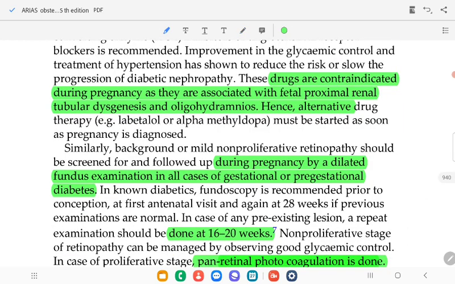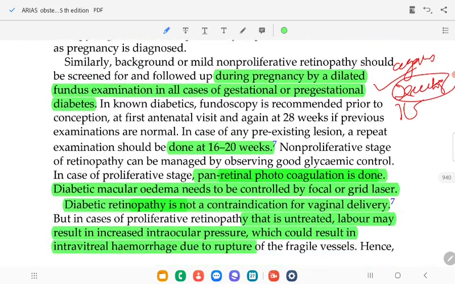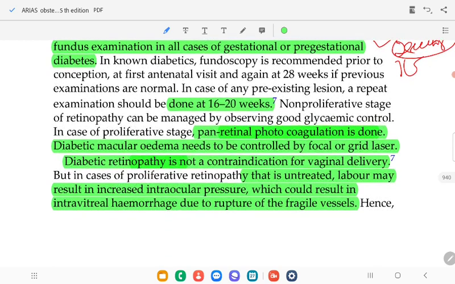Also remember these things. In case of any pre-existing lesion, repeat examination should be done at 16 to 20 weeks. The non-proliferative stage of retinopathy can be managed by observing good glycemic control. In the proliferative stage, pan-retinal photocoagulation can be done. Diabetic macular edema needs to be controlled by focal or grid laser therapy.